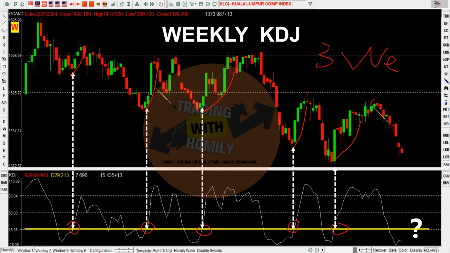From this period until now, the market has dropped for 9 weeks already. So when is the bottom? We can use the KDG: if in the next week or next 2 weeks the KDG, especially the G line, can upper cross the yellow line, that means the market has a high probability of a medium bottom. So for the bottom, we can use the G line to judge.